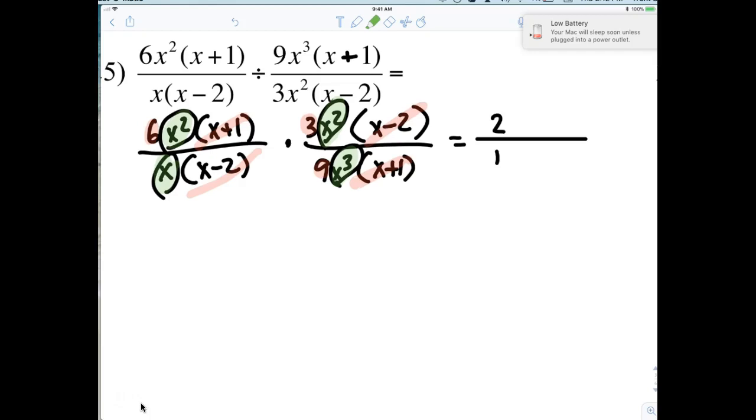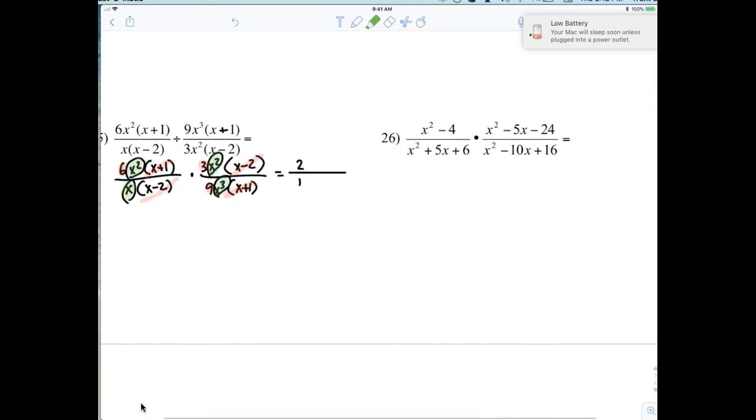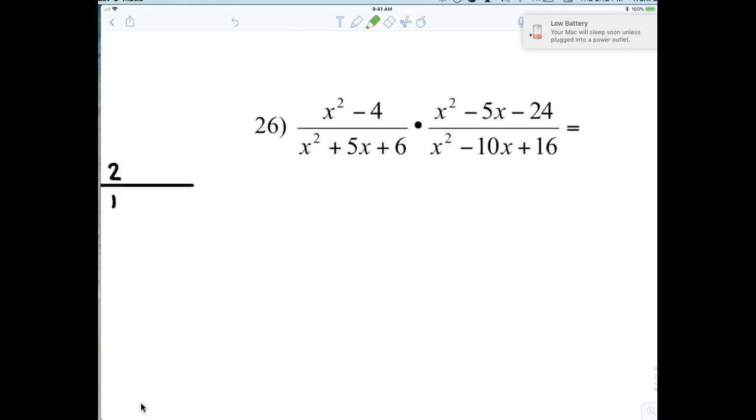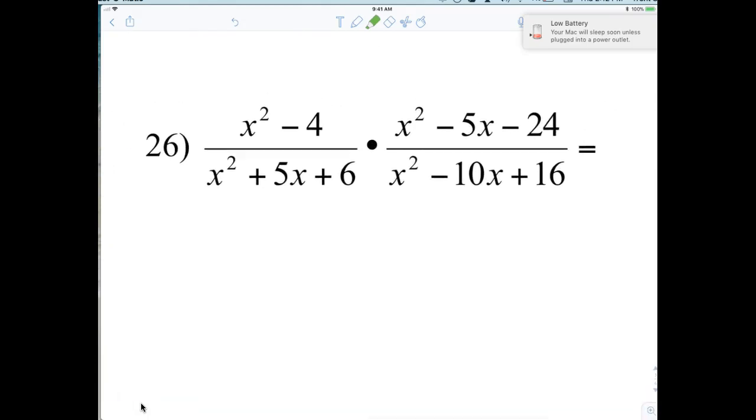The next one is. All right. No flipping. No flipping. All right, so here we go. Easy factoring. X makes it.